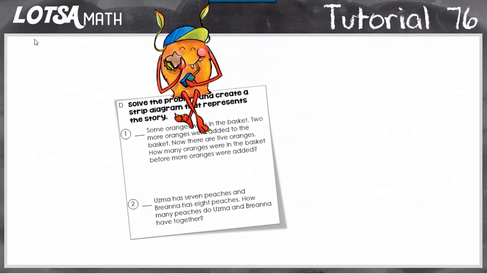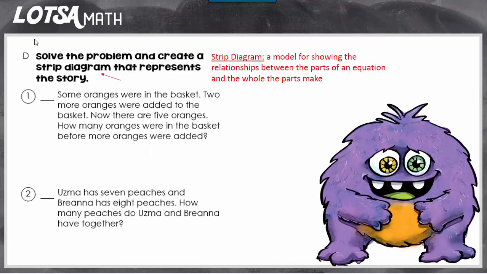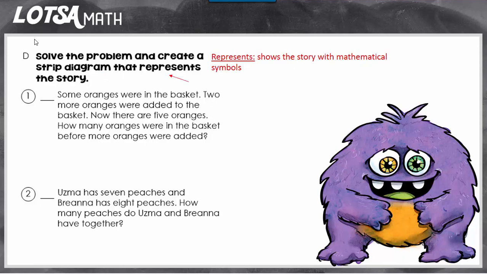For these problems, we're going to solve them and show the answer as a strip diagram. So remember, a strip diagram is just a model that shows the relationships between parts of an equation and the whole that the parts make. And the word represents is important in math. It means that you can show something or show the story, but using mathematical symbols instead of words.